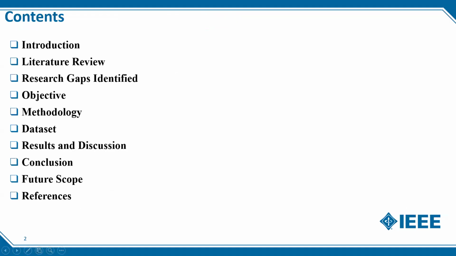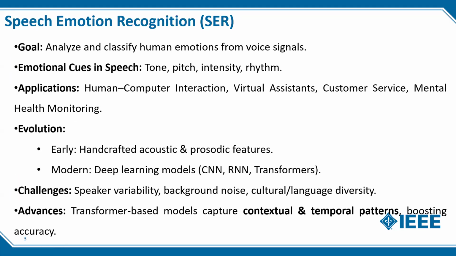And in the introduction section, I told you some of the emotional cues in speech are tone, pitch. Pitch, I already mentioned, is the rise and fall of voice. Intensity is the variation in volume to indicate importance of emotions. So tone, pitch, intensity, and rhythm are some of the features we used. And this is widely used in human-computer interaction, virtual assistants, customer service, mental health monitoring, etc.